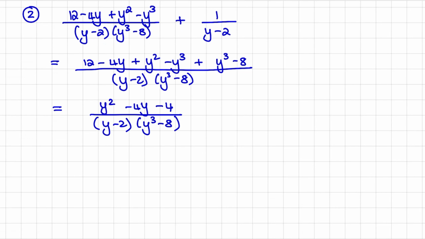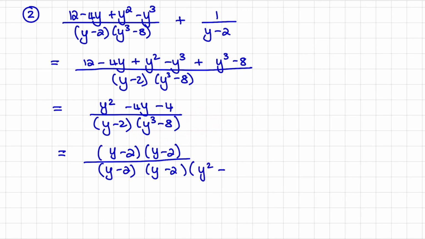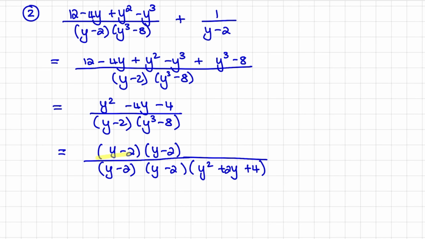Now in order to simplify further, I would see if I can factorize the numerator. And it is a perfect square, meaning I'll have y minus 2 and y minus 2 as the result of this trinomial factorized. I'll also now complete the factorization in the denominator by factorizing the difference of cubes, which is y minus 2 times y squared plus 2y plus 4. And now I notice that 2 sets of brackets in the numerator and denominator would cancel one another out. So I'm left with 1 over y squared plus 2y plus 4.